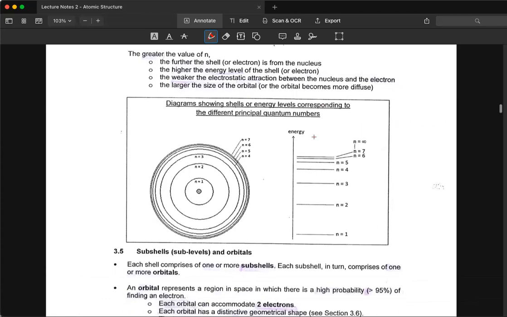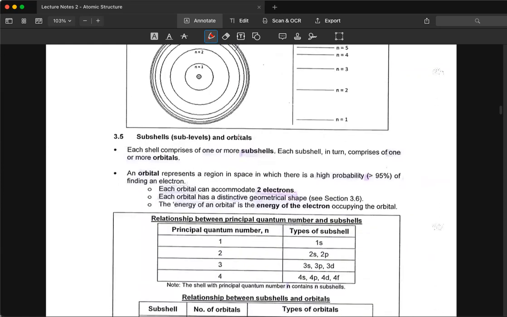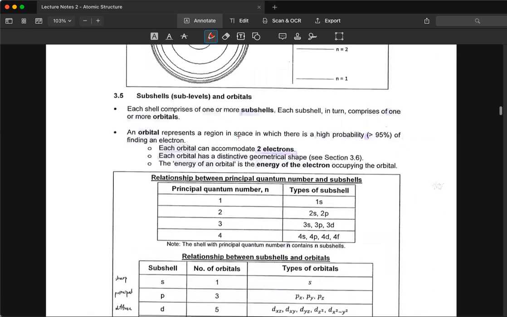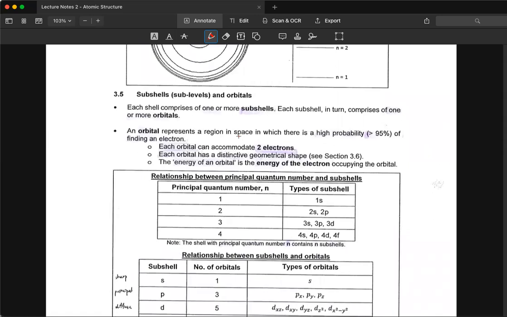All right. Now, this diagram shows the shells of energy levels corresponding to the different principal quantum numbers. n equals 1, n equals 2, n equals 3, 4, 5, 6, 7. And the subshells, sublevels, or the orbitals. Each shell comprises one or more subshells. Each subshell in turn comprises one or more orbitals. An orbital represents a region of space in which there is a high probability, more than 95%, of finding an electron. And each orbital can accommodate 2 electrons.